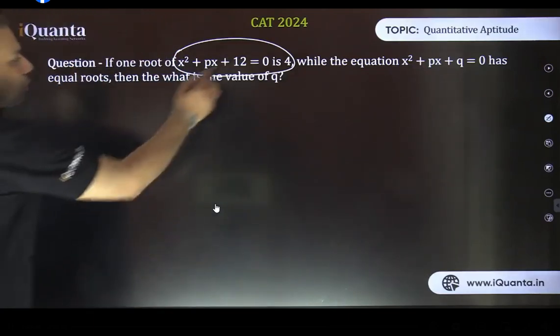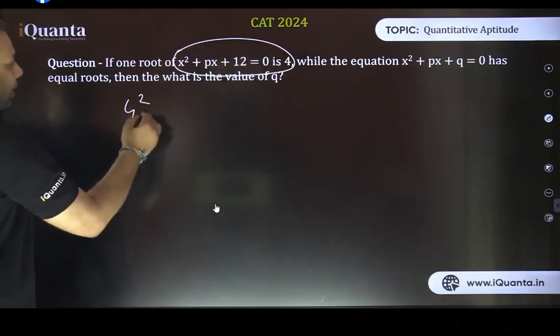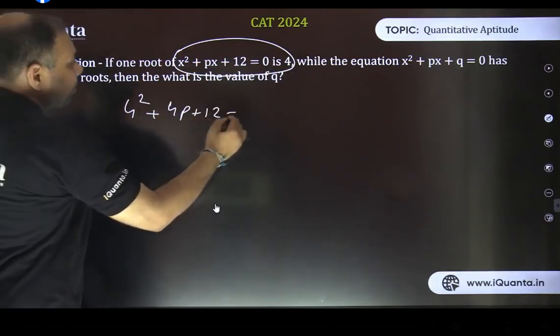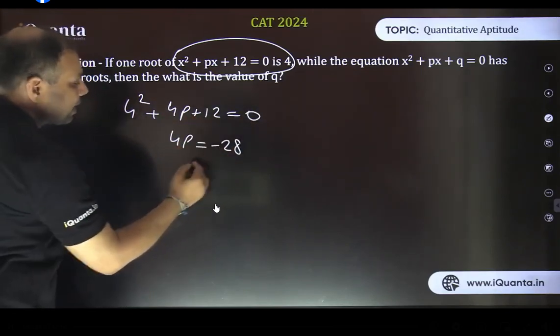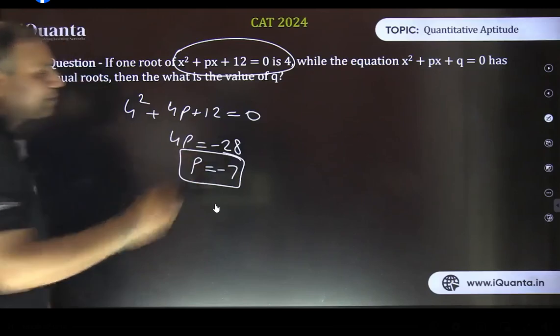Okay, let's see. So if I put x equals 4 here, 4 square plus 4 times p plus 12 must be equal to 0, right? 16 plus 12 is 28. So 4p must be equal to minus 28, which gives us the value of p as minus 7. That's the first part. Fine.